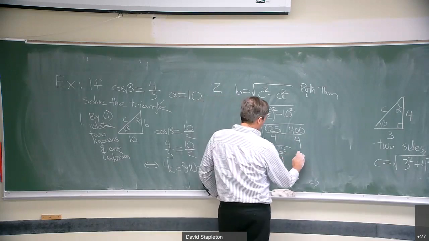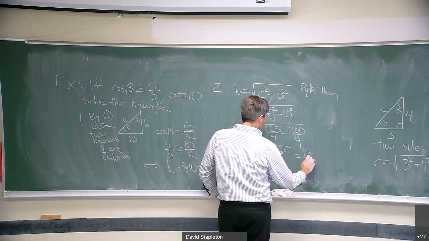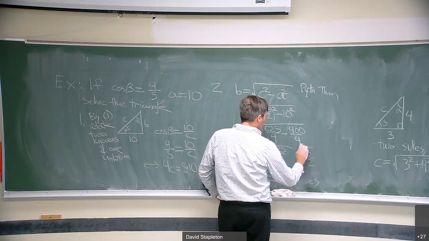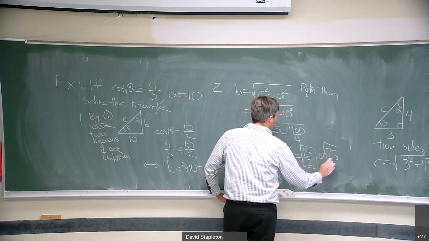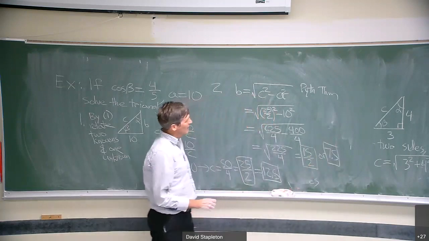Well, 225 is the square of 15, and 4 is the square of 2. So the answer is 15 halves, or if you like, 7.5, since it's a nice, easy, obviously exact decimal.